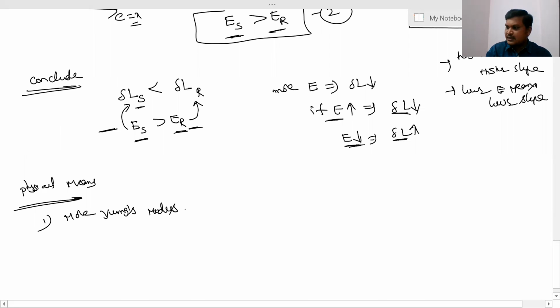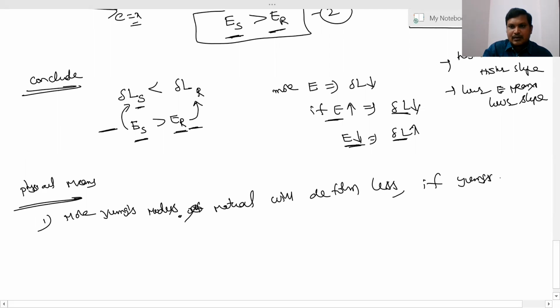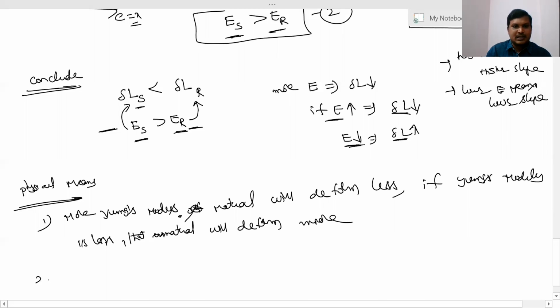So our physical meaning, by conclusions, is that the more the Young's modulus of a material, the less the material will deform. If Young's modulus is less, that material will deform more. Is it clear?